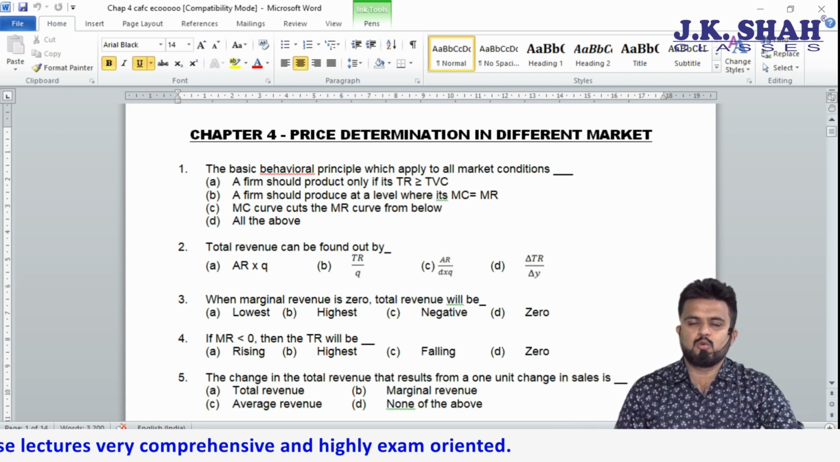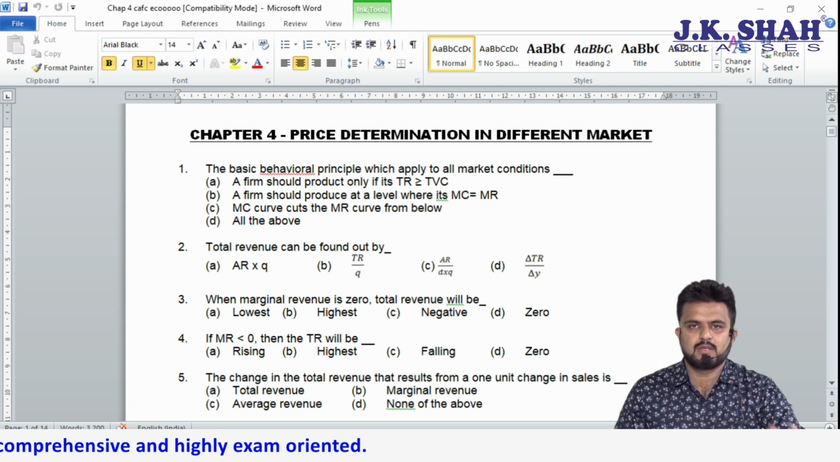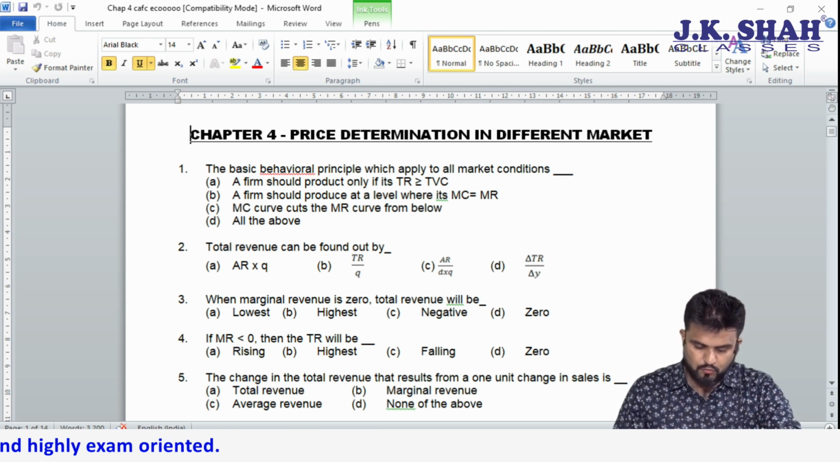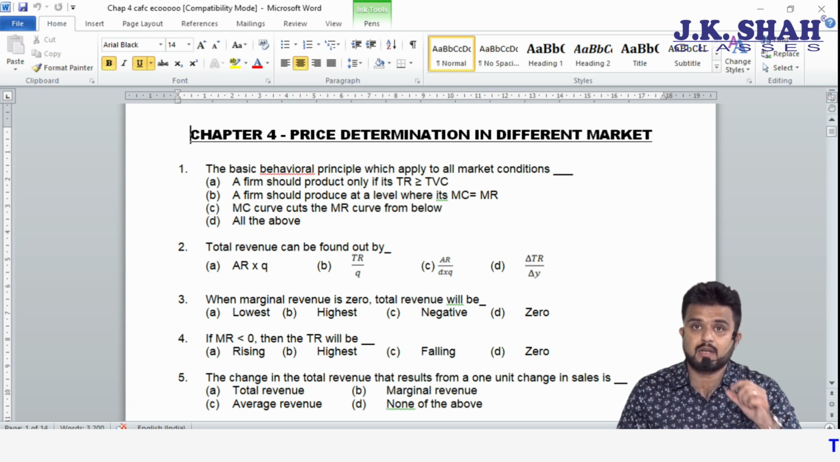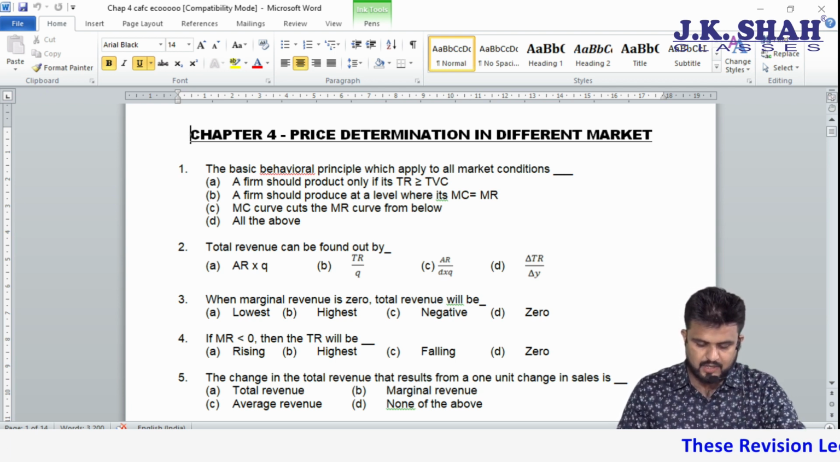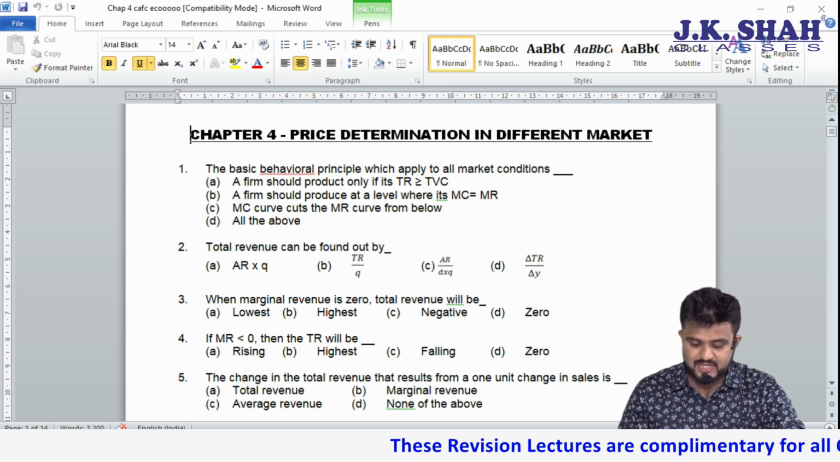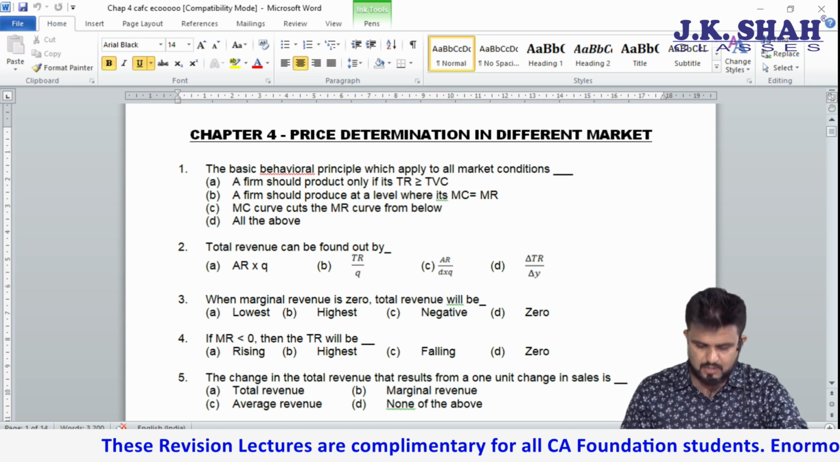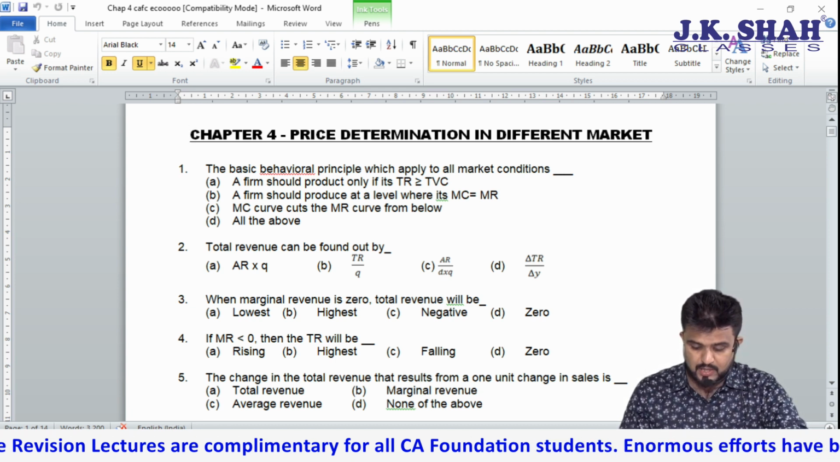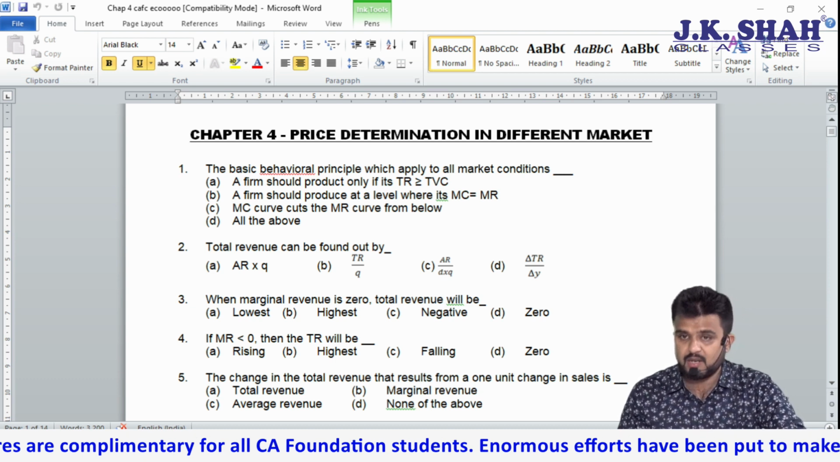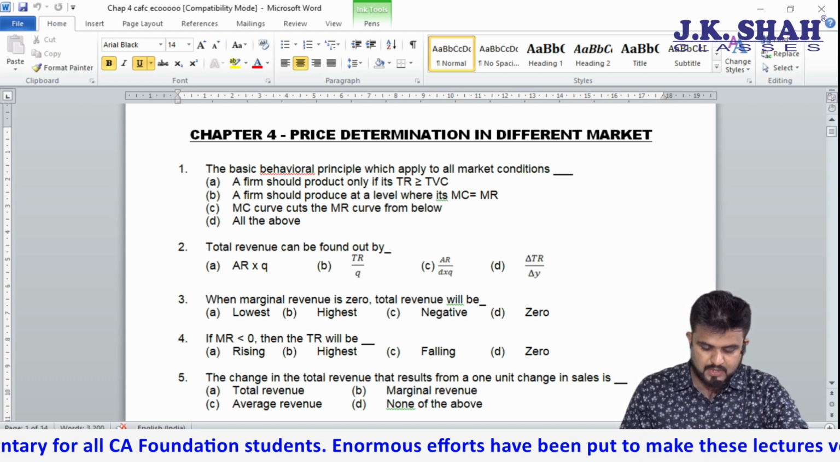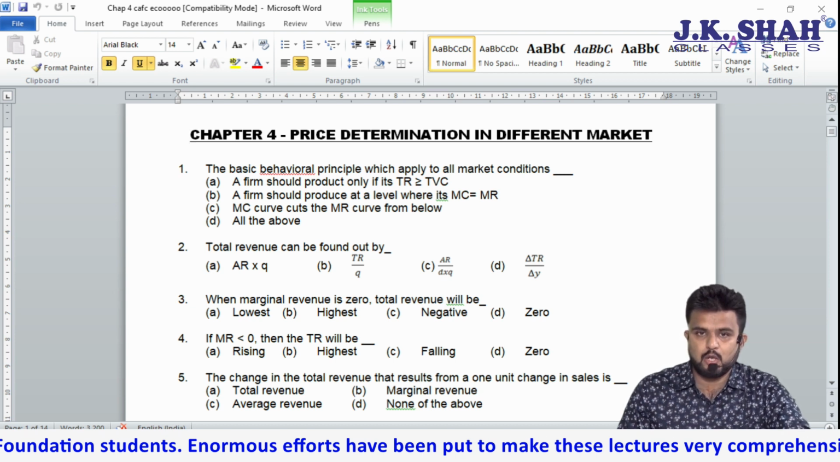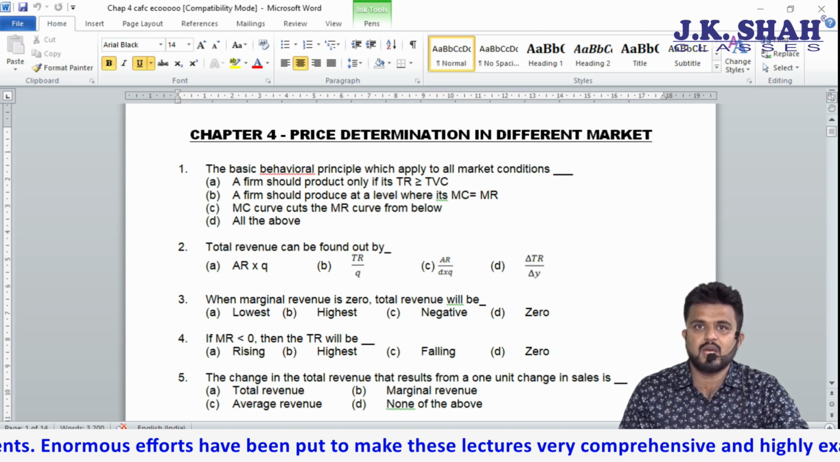Now students, coming to the chapter 4 MCQs, let's understand. First, the basic behavioral principle which applies to all market conditions. What they are saying: a firm should produce only if its TR is greater than or equal to TVC. A firm should produce at a level where its MC equals MR. Third, MC curve cuts MR curve from below. D is all of the above.